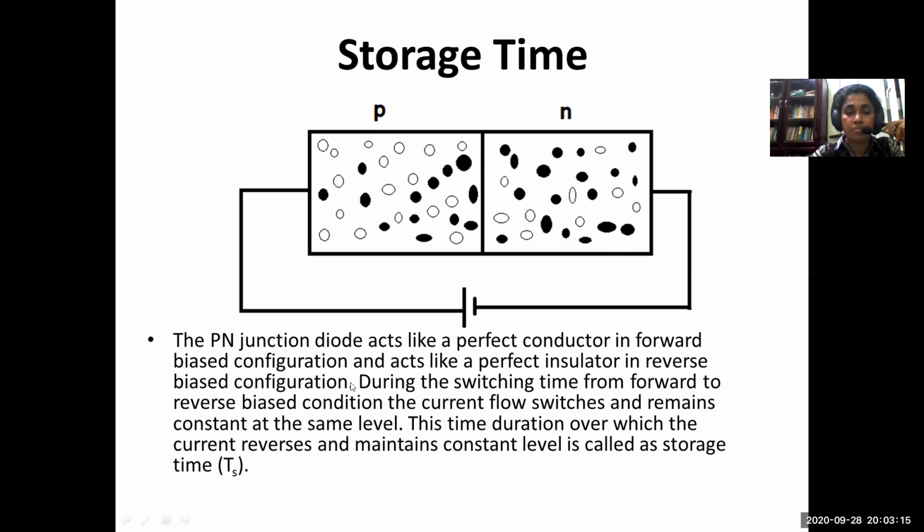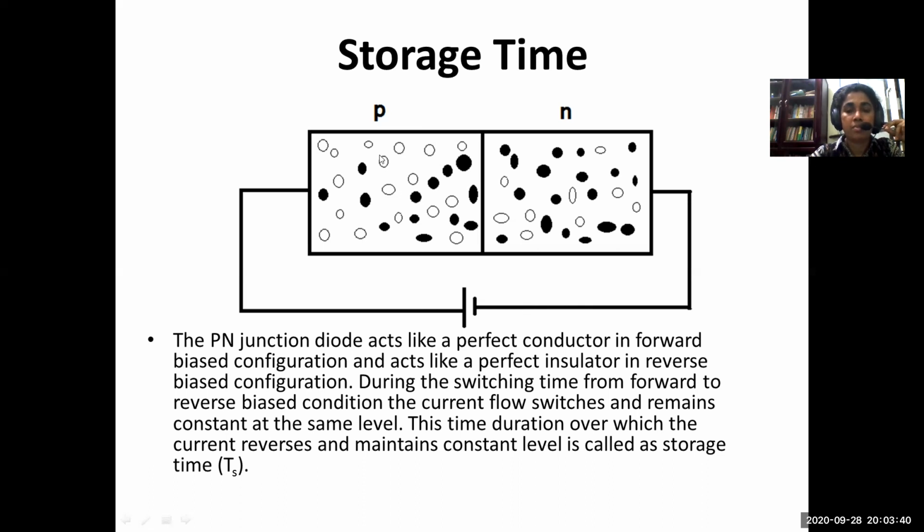So here, a forward biased PN junction diode is shown. What I'm going to explain is how much time is taken for a forward biased diode to switch to the reverse biased state. So initially we are considering the forward biased diode. In that case, it is acting like a closed switch, and it can be used to represent bit 1.